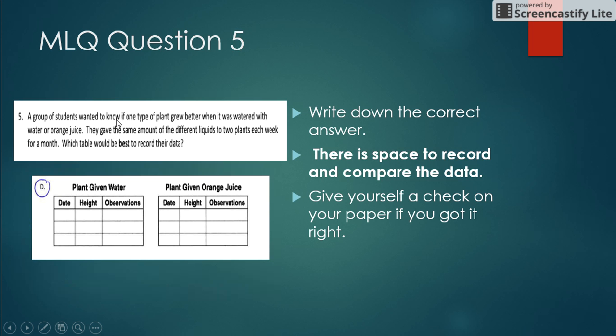MLQ question 5. A group of students wanted to know if one type of plant grew better when it was watered with water or orange juice. They gave the same amount of the different liquids to 2 plants each week for a month. Which table would be best to record their data? Well, I know the correct answer is going to be D. The plant given water and the plant given orange juice with a data table for each would be best. And this is the correct answer because there is space to record and compare their data.